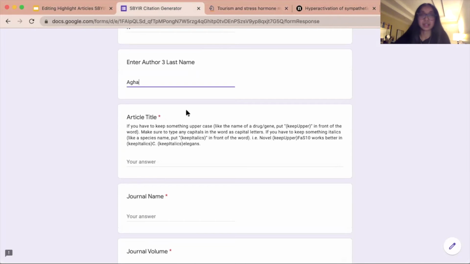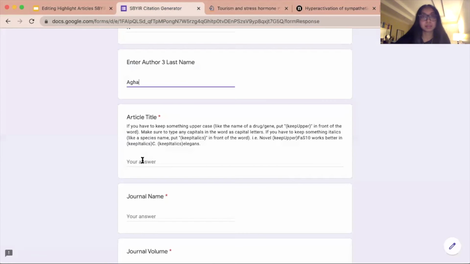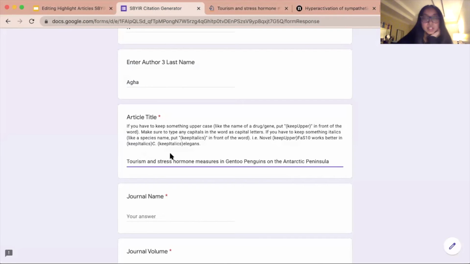Okay, so the confusing part is probably the article title, because this is where it gets a little bit complicated. So basically what you have to do is copy and paste the article title, of course, but you'll notice that specific words are capitalized in this title. So we see that tourism is capitalized, but also Gentoo penguins and also Antarctic Peninsula. So we want to make sure that those specific words are capitalized in our final citations. So we're going to keep that in mind when we copy and paste this title. Okay, so I just copy and pasted it.